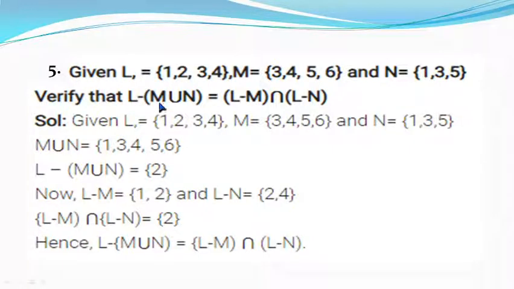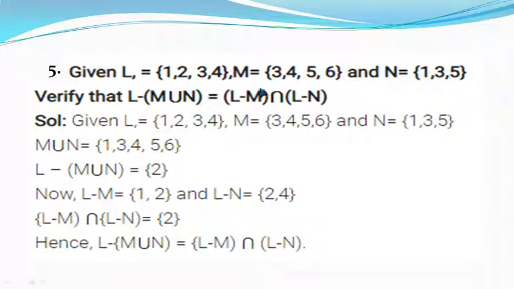Now L minus this set. So now we have to subtract the common elements of set L and set M union N from set L. So what are the common elements? The common elements are 1, then 3, and then 4. So we have to subtract all these common elements from set L. So only one single element will be left out, which is 2.